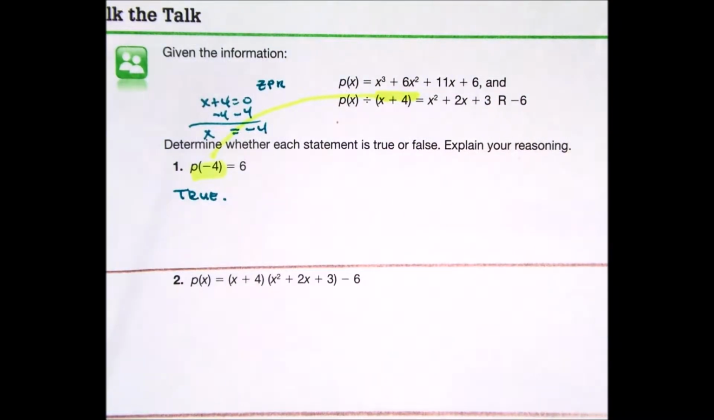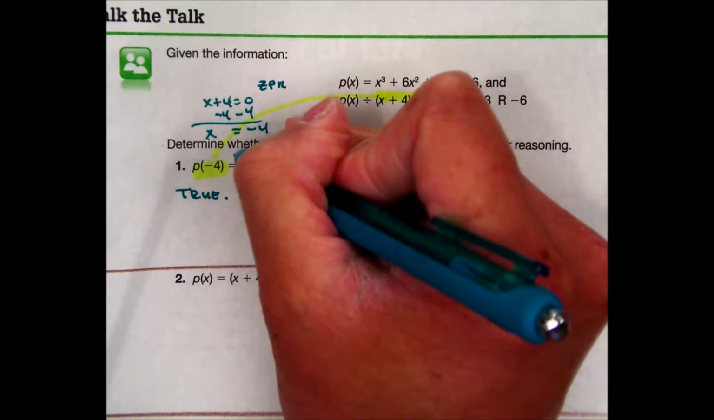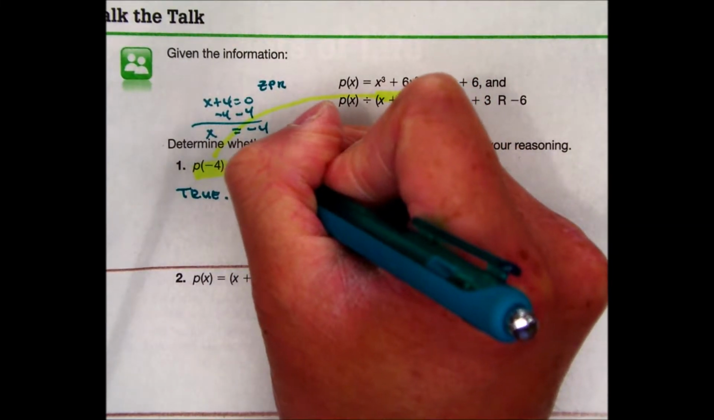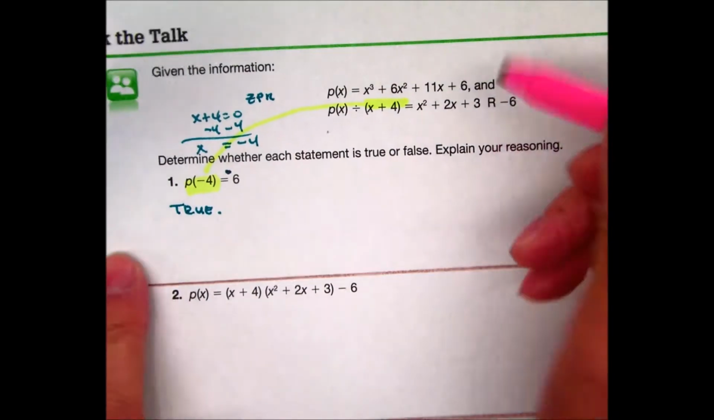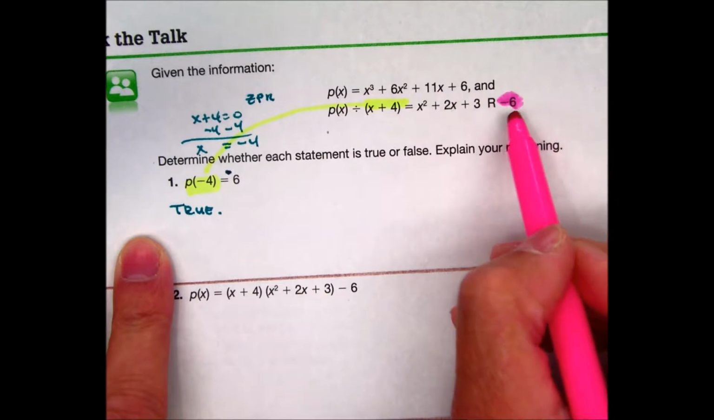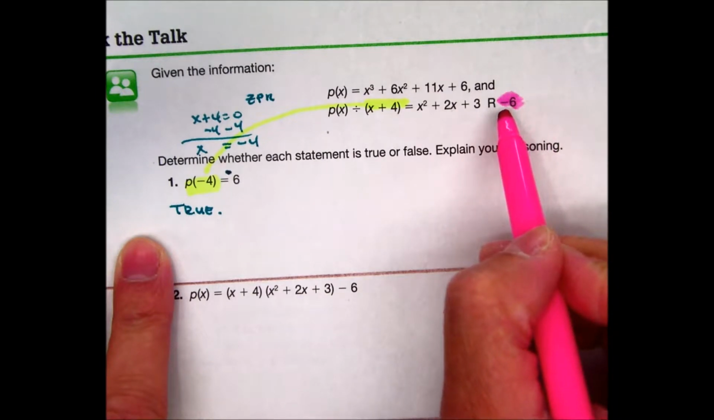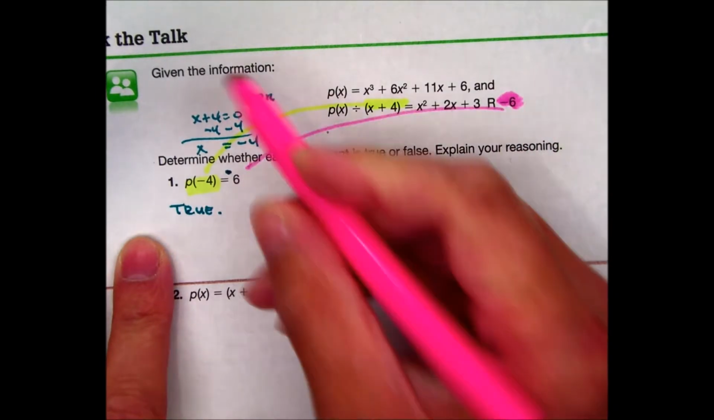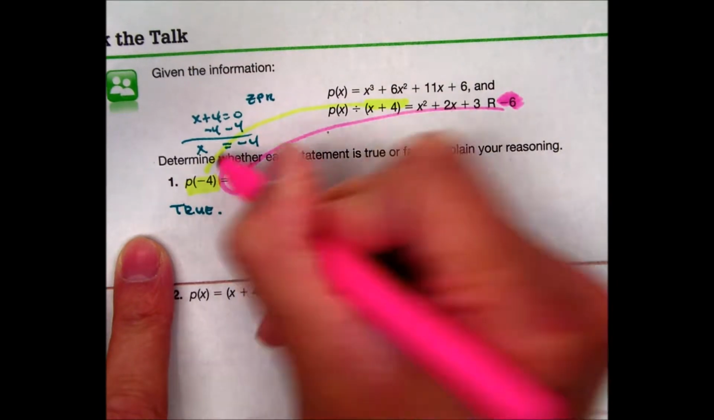How do you get to 6? Oh, actually, you know what? I guess it would only be true if that was a what? -6. Book typo. If that was a -6.